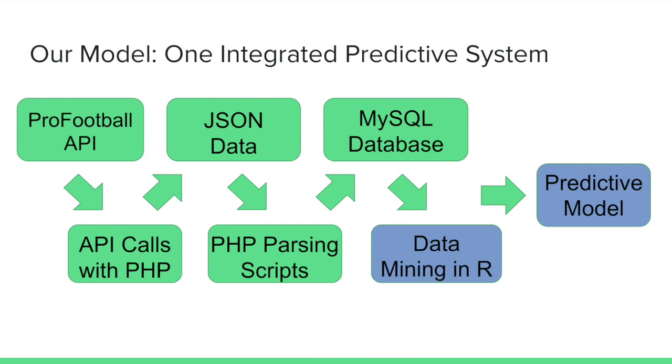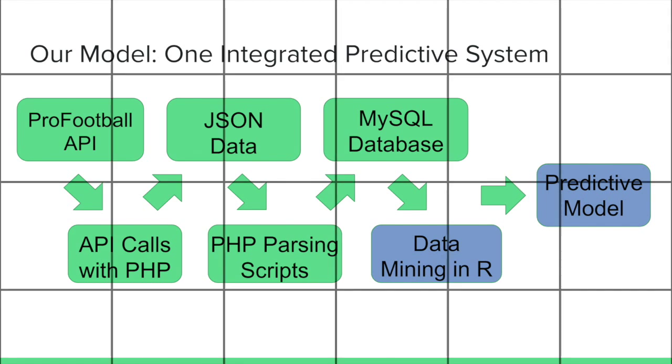Our model is one integrated predictive system. Starting with our data source, profootballapi.com, we execute API calls using PHP scripts, which return the data in JSON format. We then parse that JSON data and create a MySQL database in which we store the data. We then input the data into a statistical programming environment called R, in which we can analyze the data and identify key performance metrics. Using that analysis, we can then form our predictive model.